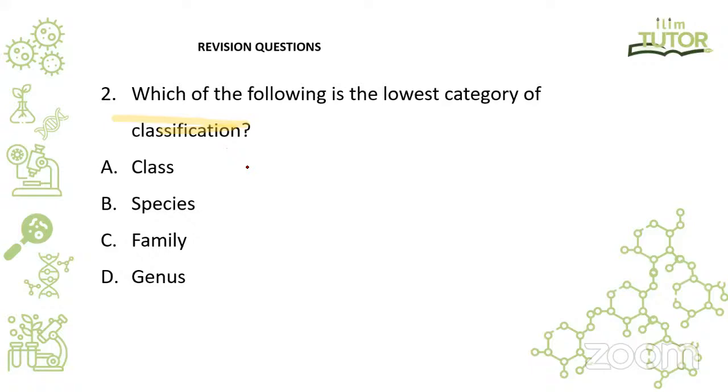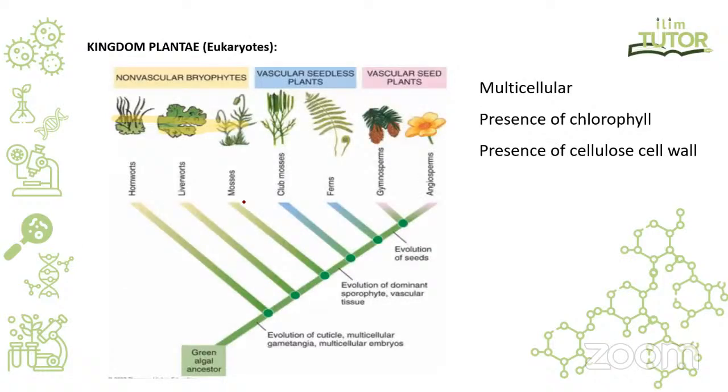Number two, which of the following is the lowest category of classification? Amina, over to you. The least, the species, right? Yes, that is the species. So you got this correctly.